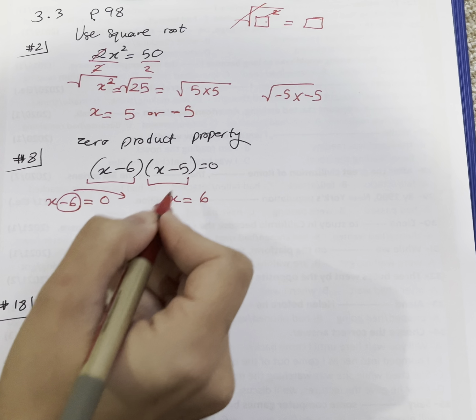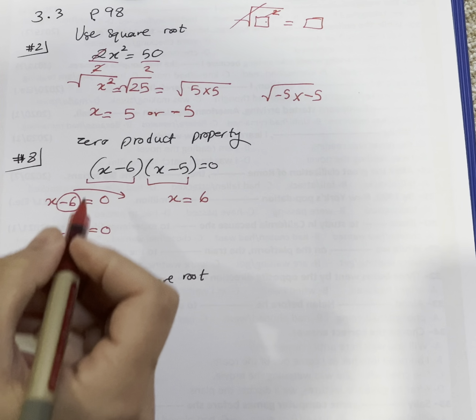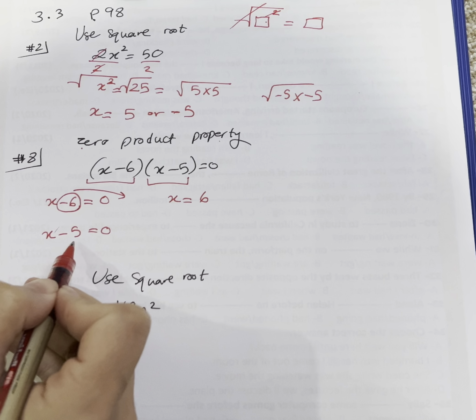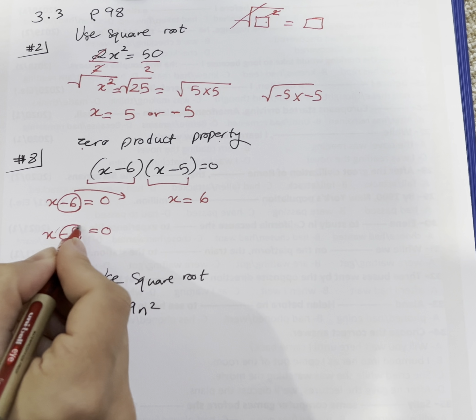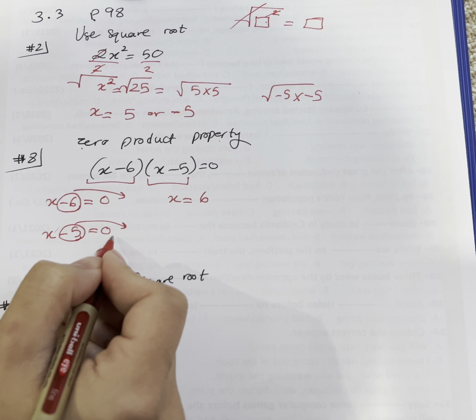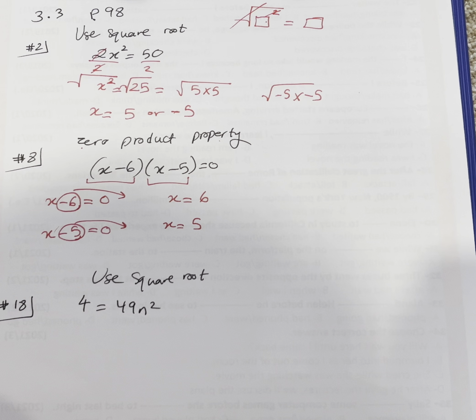Well, for the other one, again, x minus 5 equals 0. Why do we do this? Because I'm using zero product property. Can we subtract those two? No. One of them is a variable, the other one is an integer. So those two are unlike terms. I'm going to play volleyball. Negative 5 will be positive 5. So my answer is x equals 6 and also x equals 5.